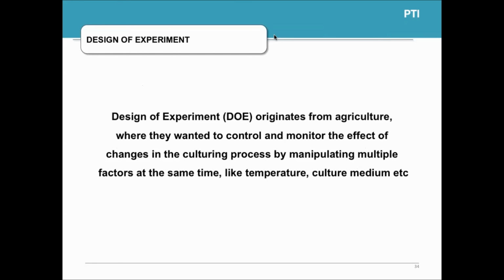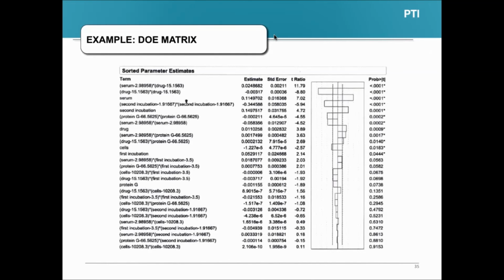And the funny thing is that the design of experiments itself actually originated from the agricultural world, because they wanted to control and monitor the effect of changes in the culturing process, and they wanted to do that by manipulating not only one factor but multiple factors at a time, like the temperature, the culture medium, etc. And as that moved on, other fields realized that this design of experiments approach could be used for many processes. And this is how a DOE matrix could look.